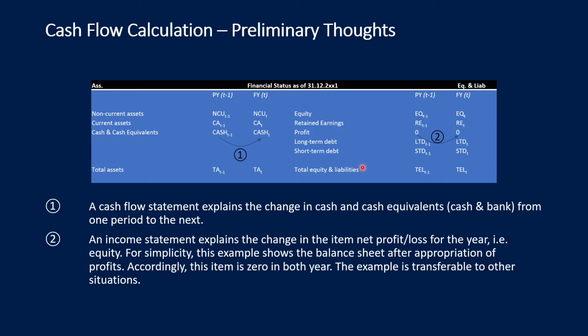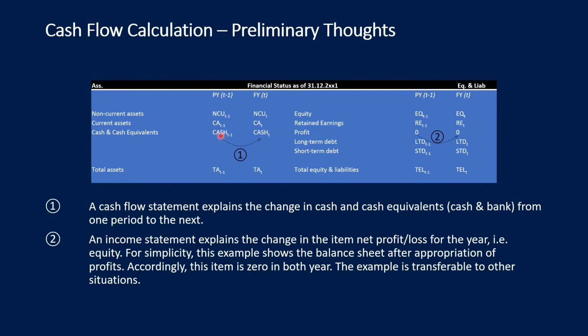Now, what is the objective of a cash flow statement? In a cash flow statement, I want to see the change in cash. But the change in cash I can already see here, because I see the cash of last year and I see the cash of this year. Accordingly, I can see the change in cash here. I just have to subtract last year's cash from this year's cash, and that's the change in cash. This is what we call the total cash flow.